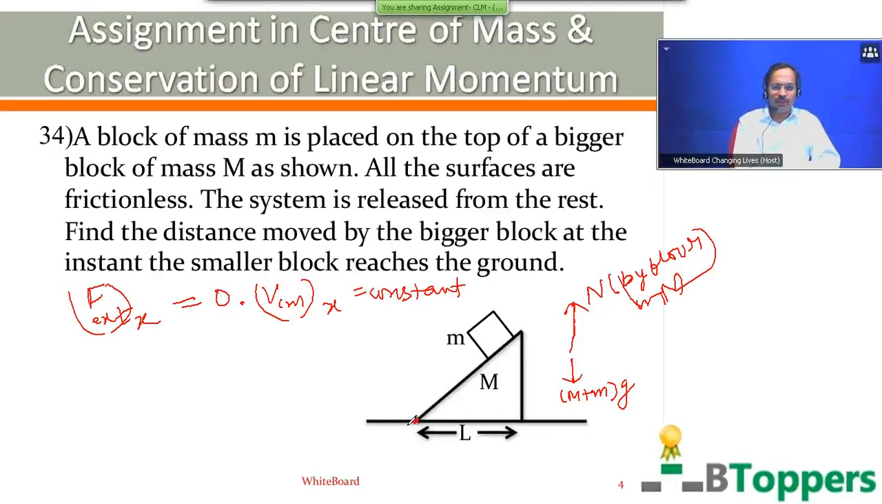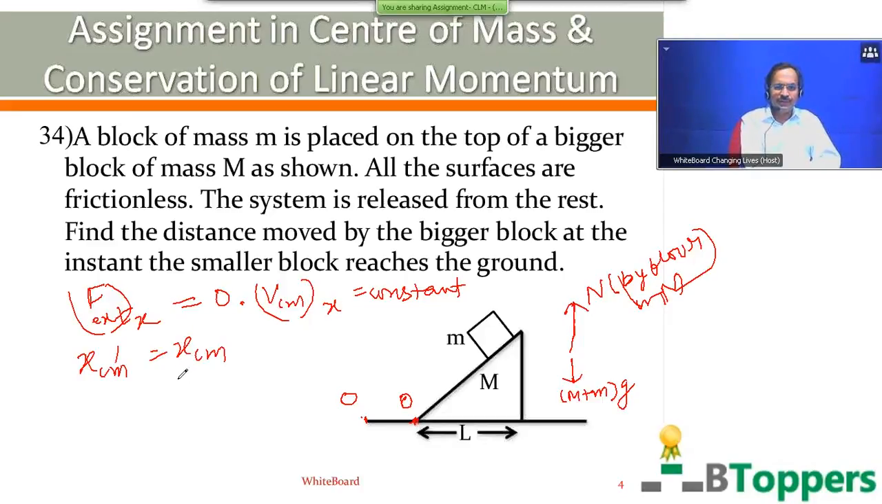Therefore, if you choose some fixed point on the ground as origin, for example the initial position of the bottom of the bigger block as the origin of the coordinate system, or you can also choose an origin somewhere else to the left side, some fixed point on the floor, the x coordinate of the center of mass remains constant. We choose the horizontal direction as the x-axis.